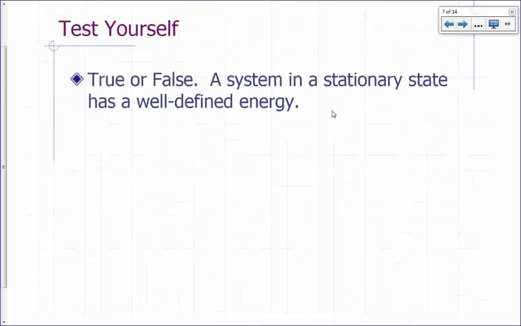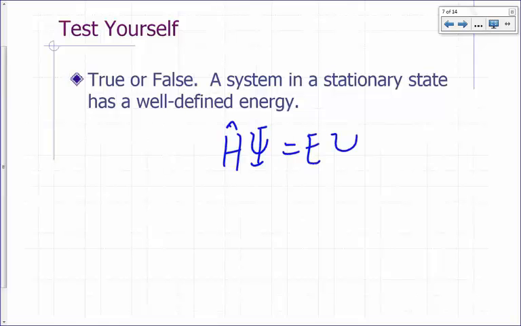Okay, true or false? A system in a stationary state has a well-defined energy. That's true, okay? In fact, H hat psi would be equal to E psi. E is well-defined, okay? If it's in a stationary state, it is an eigenfunction of the Hamiltonian operator.